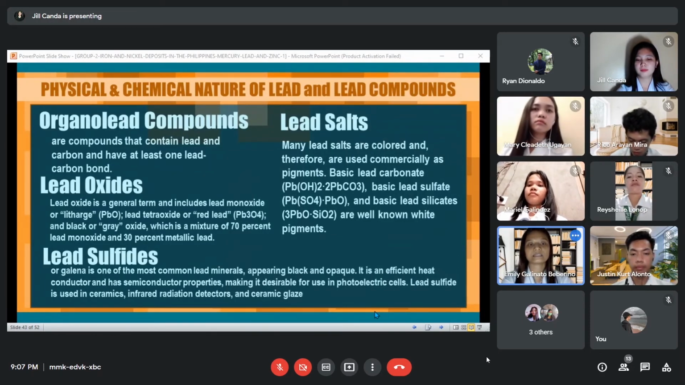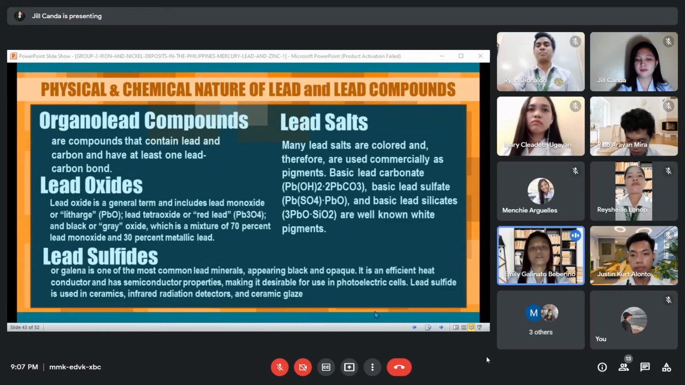And lastly is lead salts. Many lead salts are colored and therefore are used commercially as pigments. Basic lead carbonate, basic lead sulfate, and basic lead silicates are well known as white pigments. Basic lead carbonate is used as a component of ceramic glaze and as a curing agent with peroxides to form improved polyethylene wire insulation.